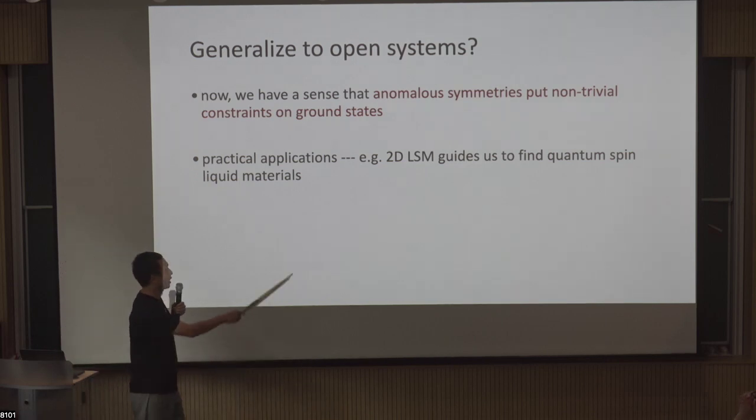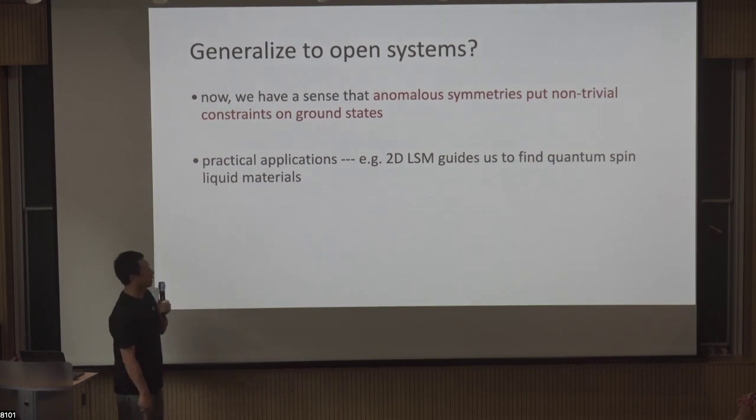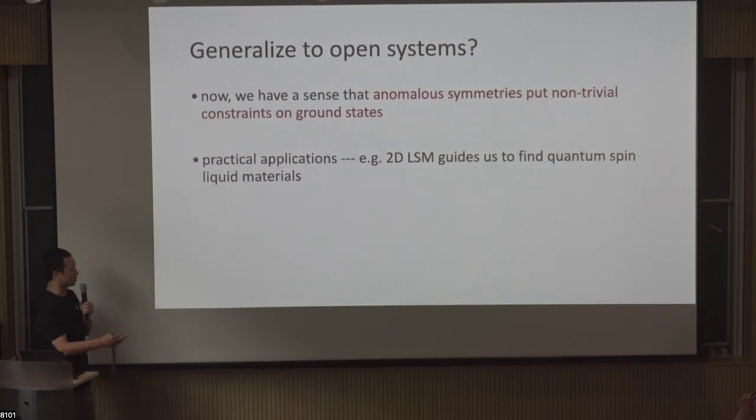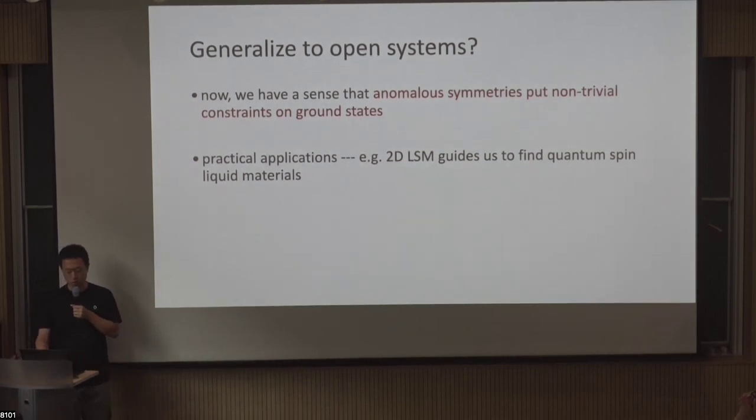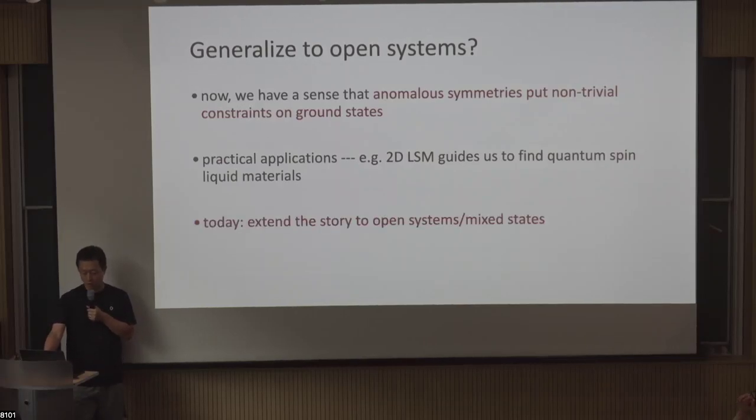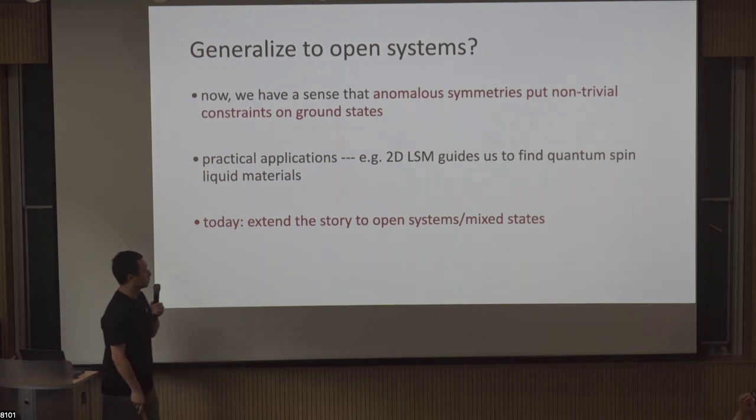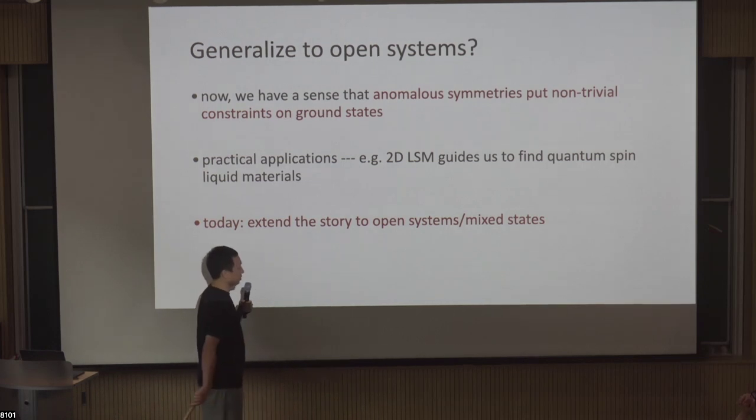For instance, when you generalize LSM to 2D, there's one more possibility to have topological order. And this 2D version of LSM actually guides us to find the quantum spin liquid material. So it has real practical applications. Today, I'm going to extend this kind of thinking to the open systems, to the mixed states.